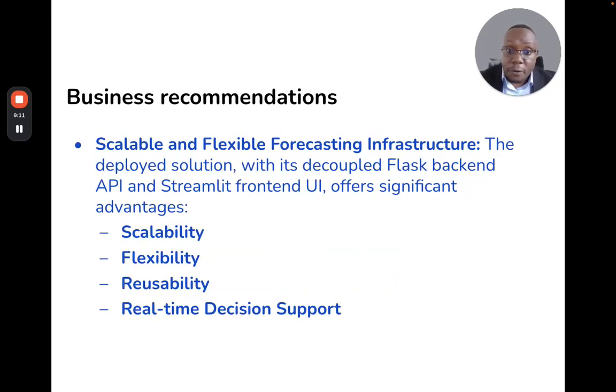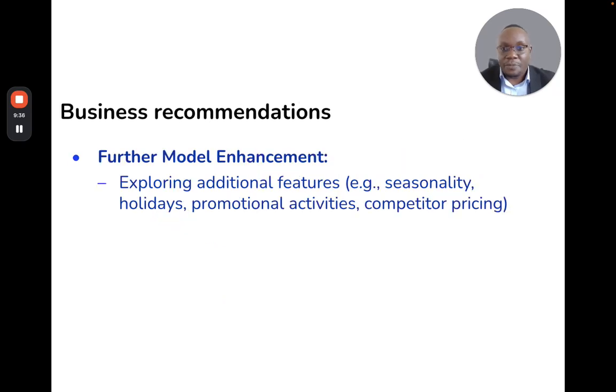We decoupled the front end and back end in terms of technology, which is very key for scalability. The model can scale, handling more requests. For flexibility, you can change something in the back end without affecting the front end, and the code can be reused very well, which is key for decision support. So deploying this model on Hugging Face gives a usable interface that users can use from time to time. Further work can be done, for instance, to explore seasonality, holidays, promotional activities, competitor pricing, etc., to see how to improve the model.